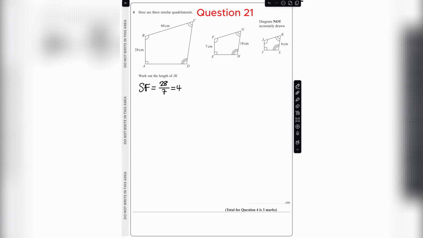And in order to determine the length JK, we firstly need to determine the length FG. So the length FG can be determined by dividing the length BC, which is 60 centimeters, by 4, and that gives us 15 centimeters. And in order to determine the length JK, we need to divide the length GH by the length KL. So our second scale factor can be determined by dividing 18 by 6, and that gives us 3. Therefore, the length JK can simply be determined by dividing the length FG by 3, and that gives us 15 divided by 3, which is 5. So the final answer is 5 centimeters.